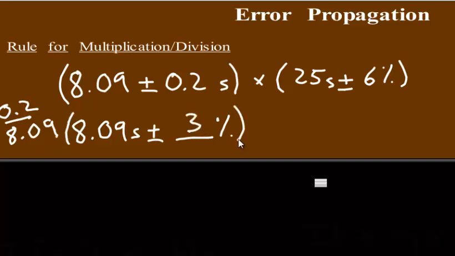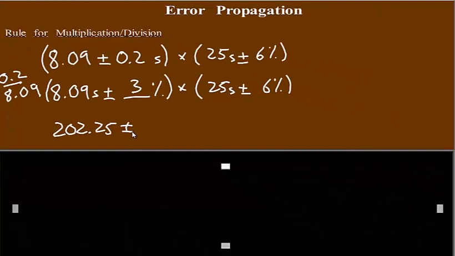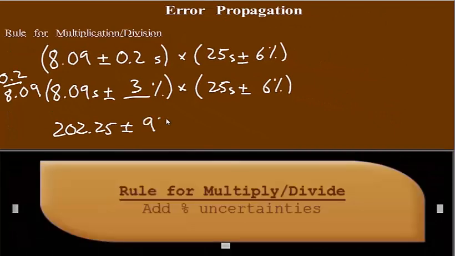Okay, and now I can multiply these two numbers together. And let me show you what happens to the uncertainty. Okay, so I'm going to multiply 8.09 times 25, and that gives me 202.25. Okay, so 202.25 plus or minus, and what you end up doing here is adding those percents. So you're going to add the 3 plus the 6, you're going to get 9%.